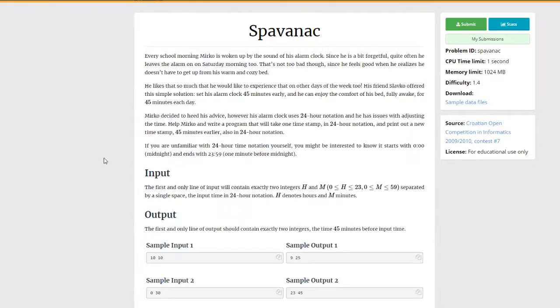Today I'm going through the problem of the week. This week's problem of the week was Spavanac. I'll read the problem and then go through the code, and then that'll be the end of the video.